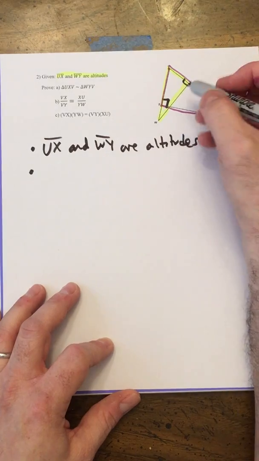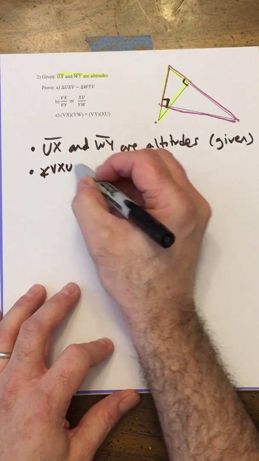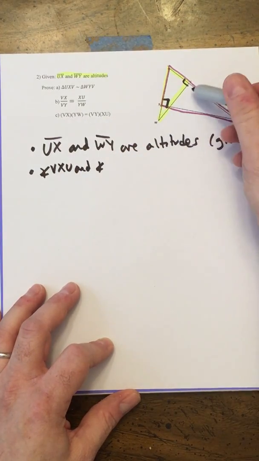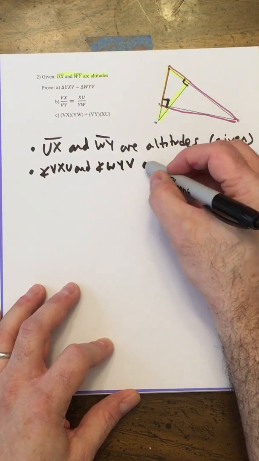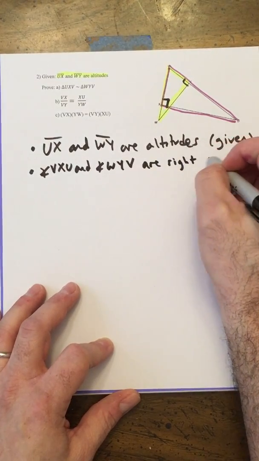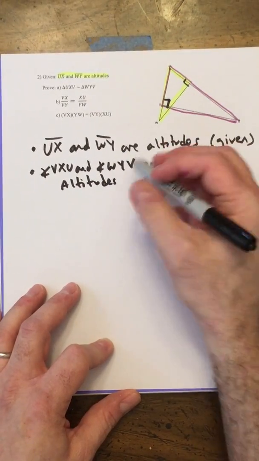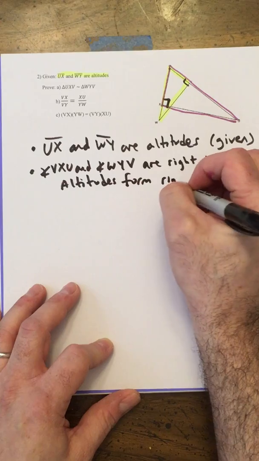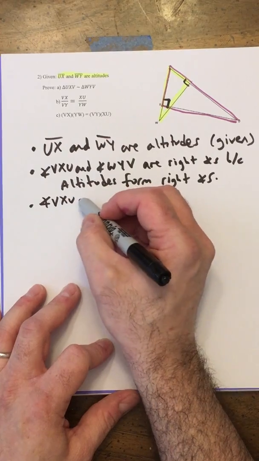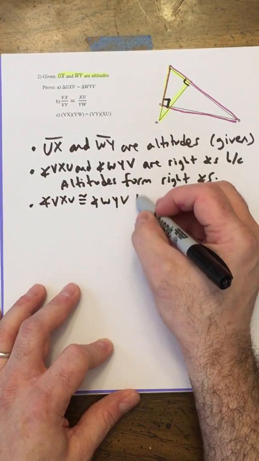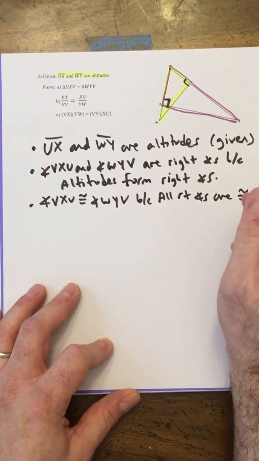We know that angle VXU and angle WYV, if I can read that properly, are right angles because altitudes, just like perpendicular lines, but these are called altitudes, form right angles. And finally, the follow-up to that is angle VXU is congruent to angle WYV because all right angles are congruent. So we got our first angle.